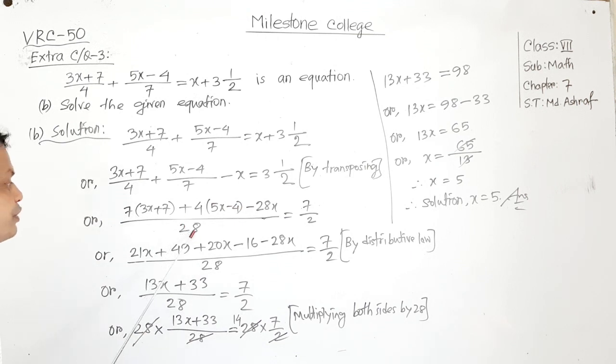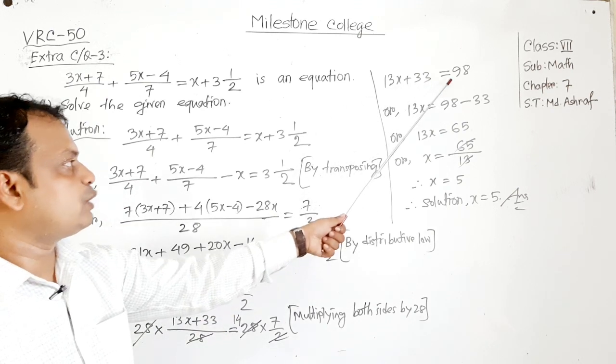We have got the LCM 28, and after calculating we have got this line. Then we inserted the brackets, and at that time we followed the distributive law. Then we calculated the similar terms. After calculating we have got 13x plus 33 divided by 28 equals 7 by 2. Then we want to eliminate 28, so we have to multiply both sides by 28. After calculating we have got 13x plus 33 equals 98.